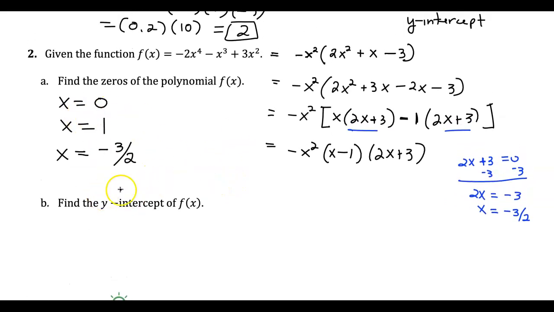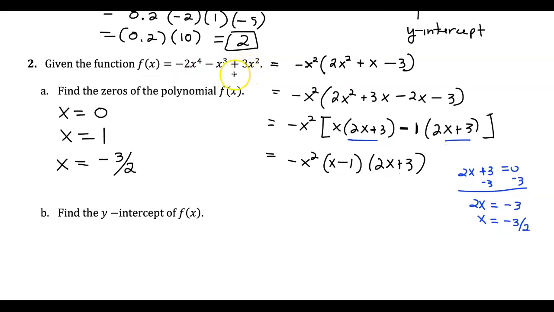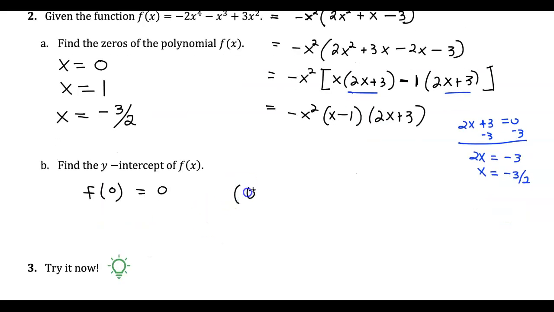Now the y-intercept here is easy to get because we're just substituting x, and notice every term has a factor of x in it, which is 0 for the y-intercept. So f of 0 is just 0. So 0, 0 is the point that contains the y-intercept. The y-intercept is 0. Okay.